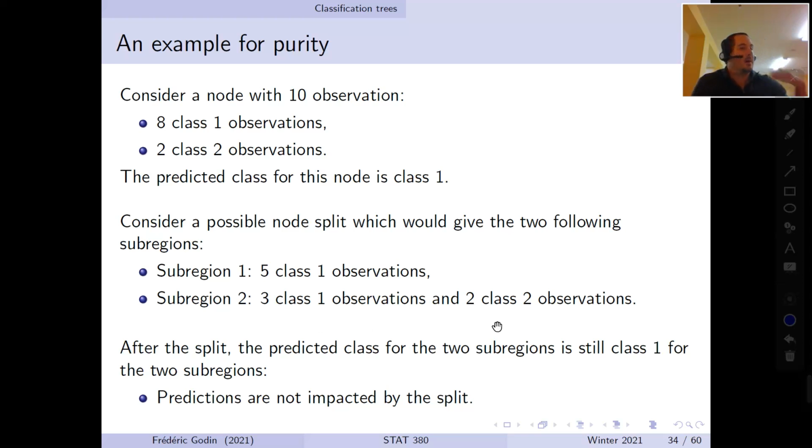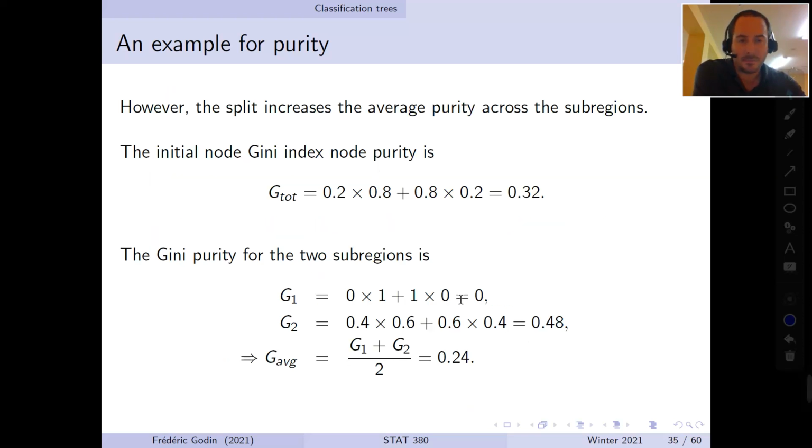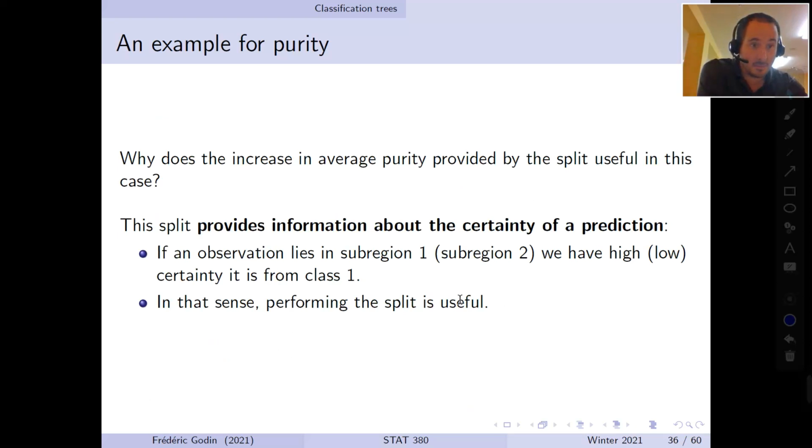Okay, so if we care about uncertainty from the predictions provided by the tree model, then having more purity or more homogeneity might make sense, because it would allow us to identify subregions where you have more certainty and subregions where you have less. So considering node homogeneity can be very important if you're interested in determining the certainty or uncertainty of your prediction.